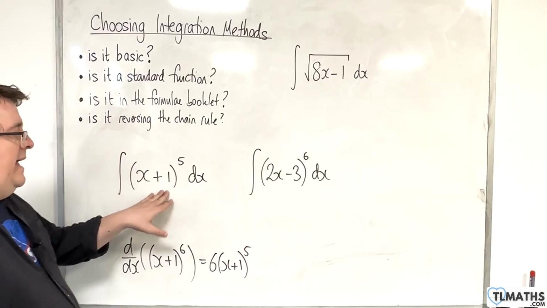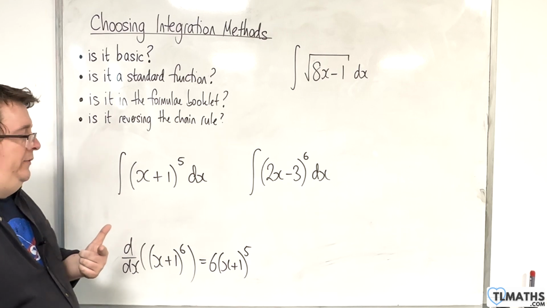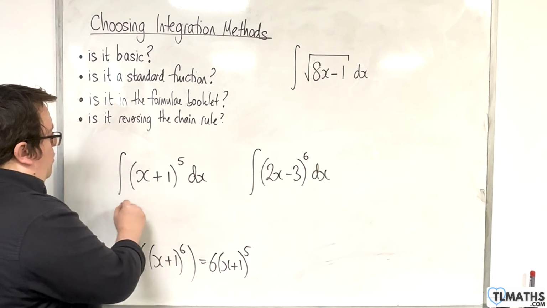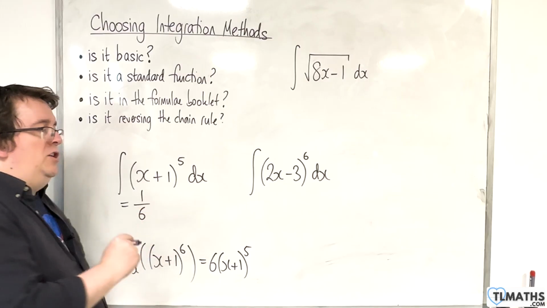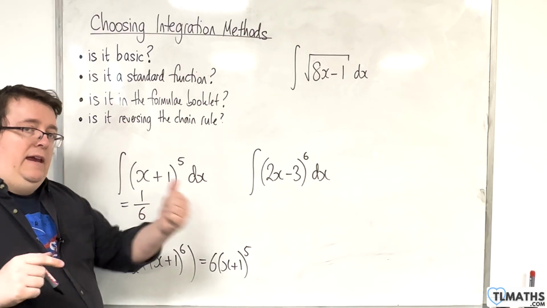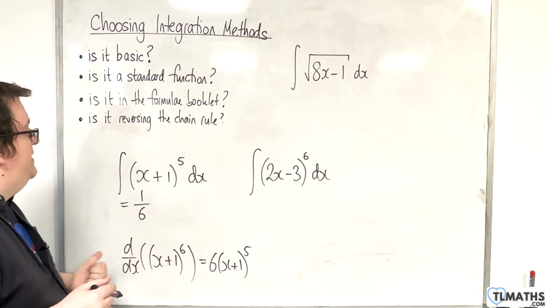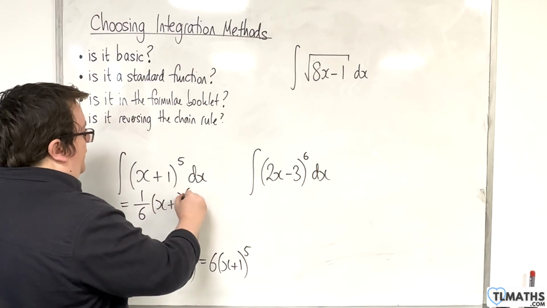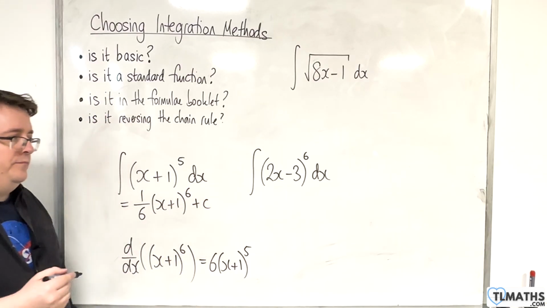So what I get here, if I reverse the process, is 1 over this coefficient. So 1 over 6. So just like you were getting this 1 over k in previous examples, this is the same idea. We're getting this 1 over 6, (x plus 1) to the 6, plus c.